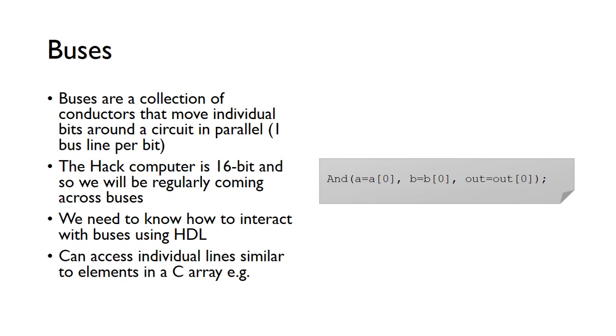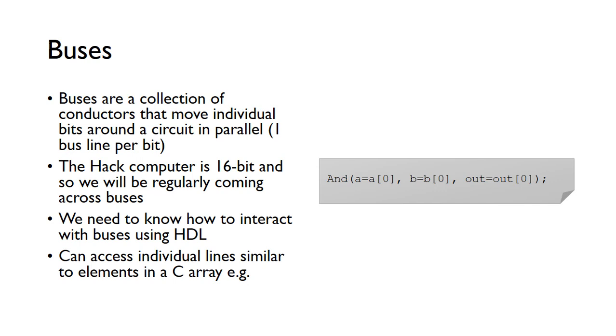So moving on to buses. Buses are just a collection of conductors, essentially letting us move individual bits around in parallel. So if you've got eight bits, you need 8 separate wires in your circuit to move those 8 bits around in parallel. So there's one bus line per bit. The Hack computer is a 16-bit machine, so most of our buses will be 16 bits, and we're going to come across them lots and lots over the course as you build up the Hack computer.